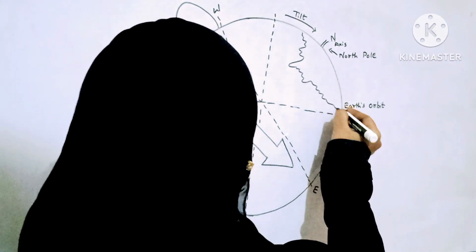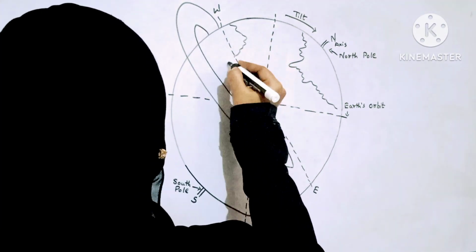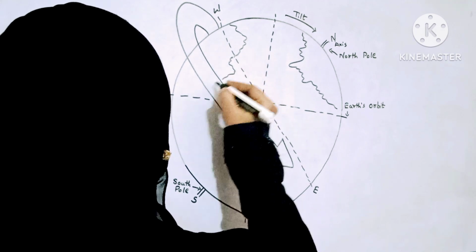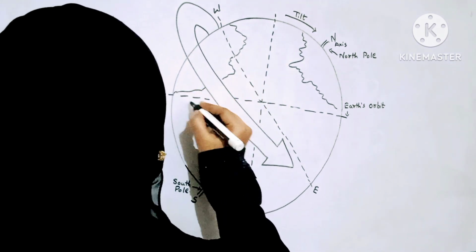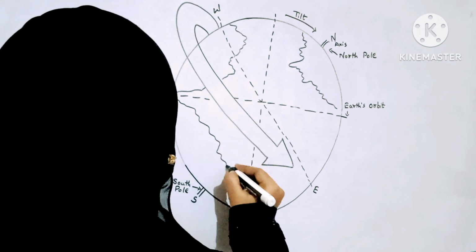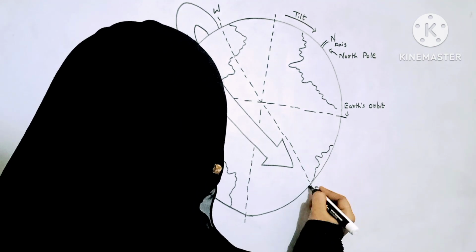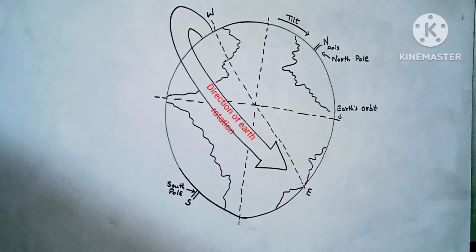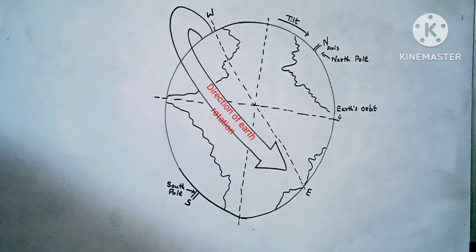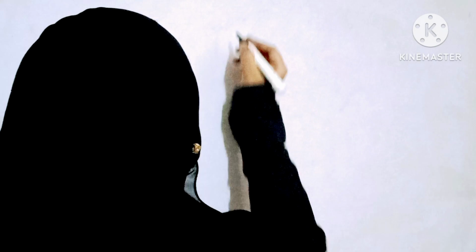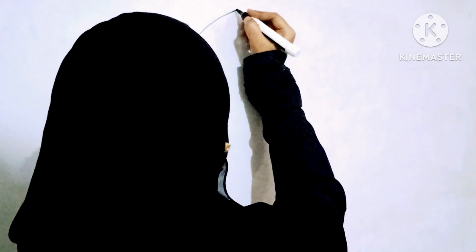The earth rotates on its axis from west to east. The axis is an imaginary line that joins the earth's two poles. The movement of the earth around its axis is called rotation. It takes 24 hours to complete one rotation. Let us see the revolution of the earth.